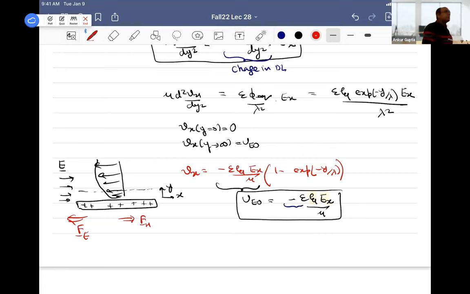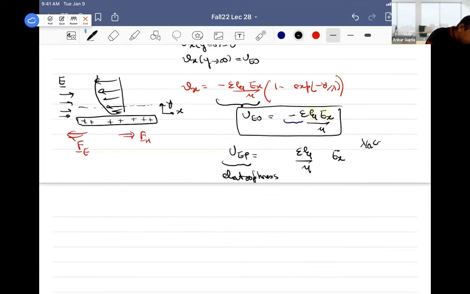So this is very important. This sometimes can be confusing. So just go back to the formula if you're confused. And I just want to mention one last final thing, that electrophoretic velocity might sometimes be a little easier to see. When the particle is stationary, electrophoresis is epsilon zeta by mu Ex for lambda by a smaller than 1, or the thin double layer limit. And this is a little easier to see.